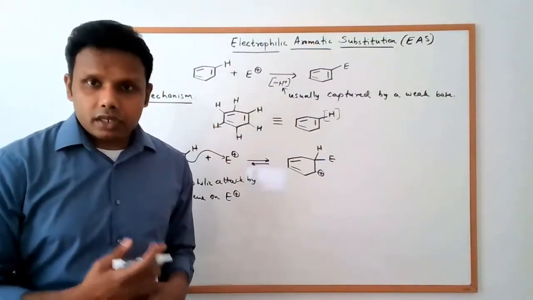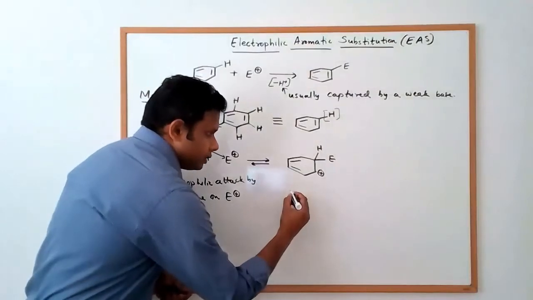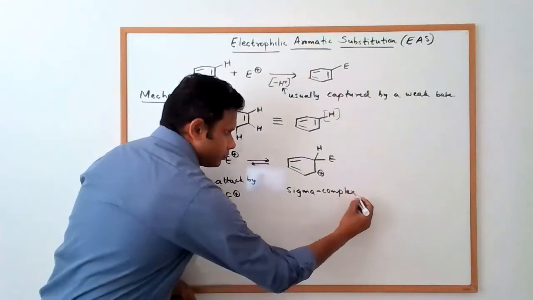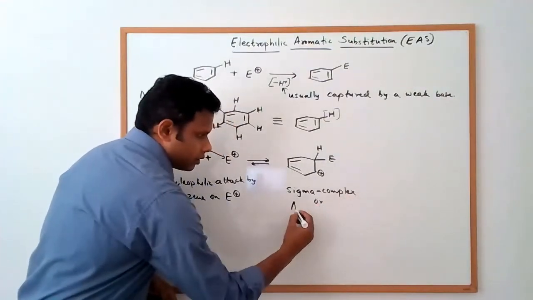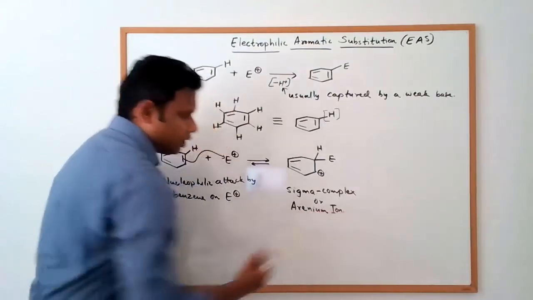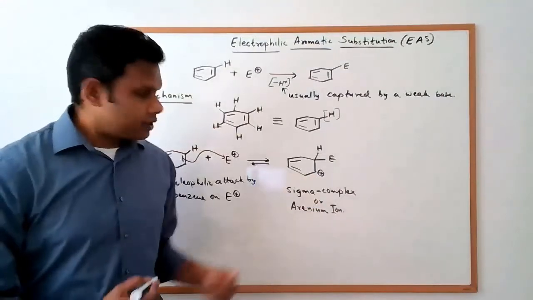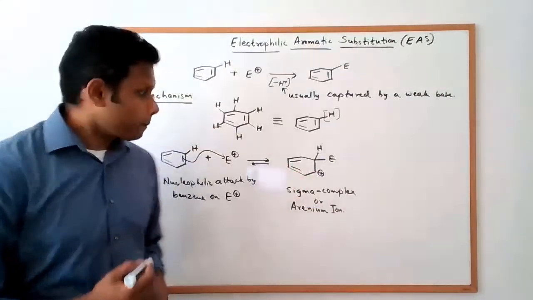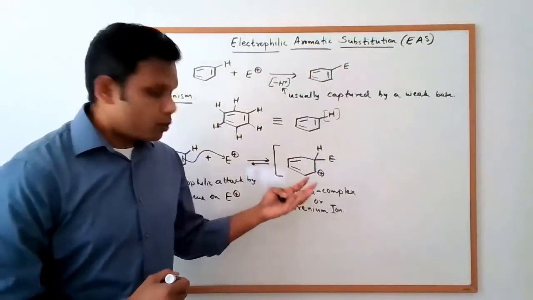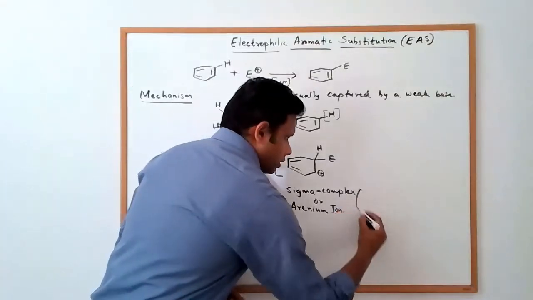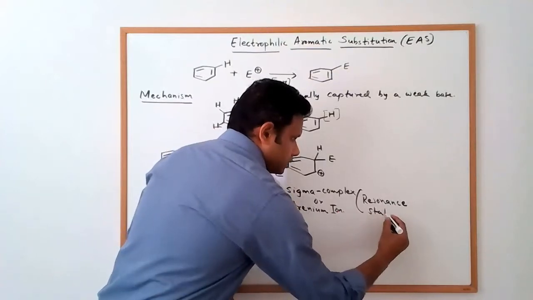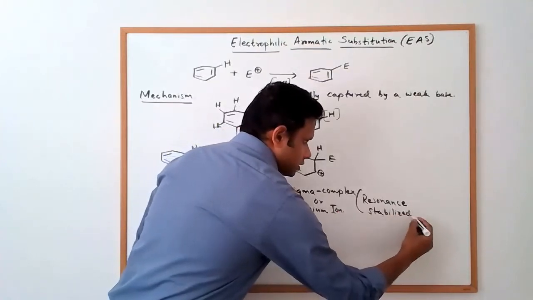This intermediate that we made here is called the sigma complex or an arenium ion. And an arenium ion is what this intermediate is called. And this intermediate, recognize that it is resonance stabilized. Okay, the intermediate, the arenium ion or the sigma complex, is resonance stabilized.